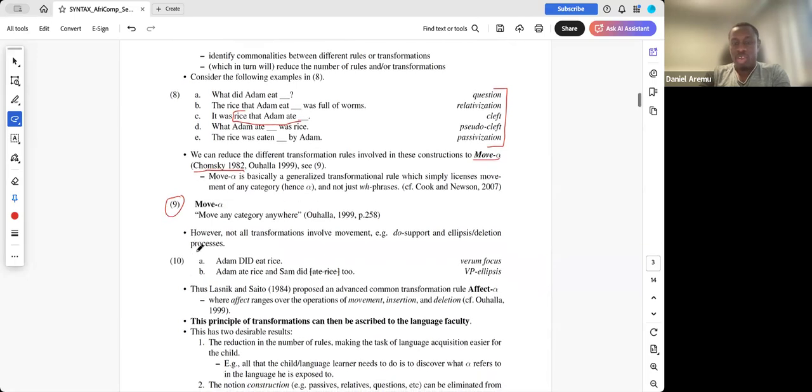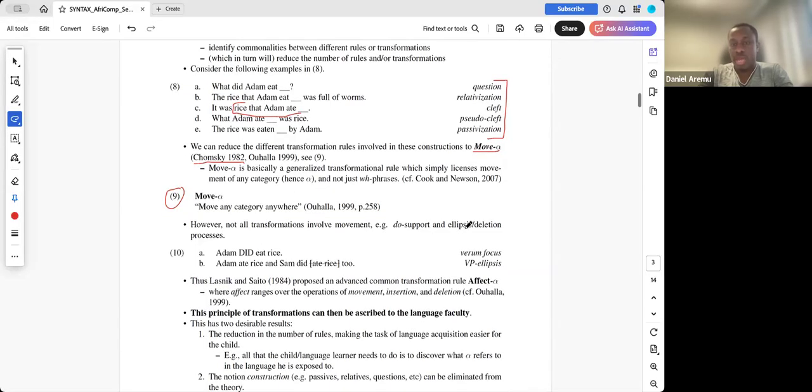However, not all transformations involve movement, right? Because move alpha says move any category anywhere. Basically, it says every transformation that involves movement can be categorized under one umbrella called move alpha. But we know that movement is just one type of transformation. There are other transformations, for example, do support and even ellipsis.